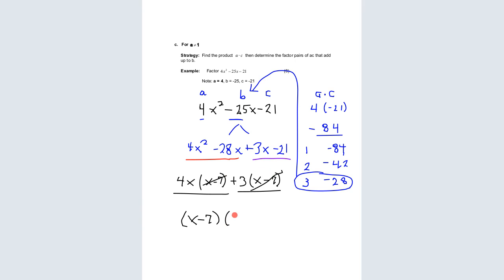My second binomial, 4x plus 3. Make sure you put it in parentheses, because we want a binomial times a binomial as our possible factor of this trinomial here. So if we take these 2 binomials and FOIL them together, they will multiply to give us that. So you can see factoring is just the reverse of multiplication.